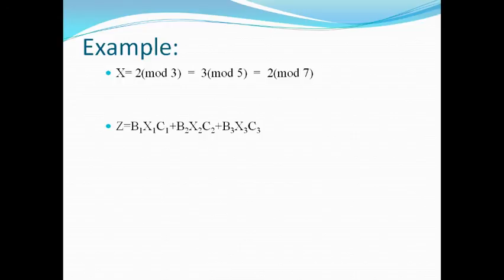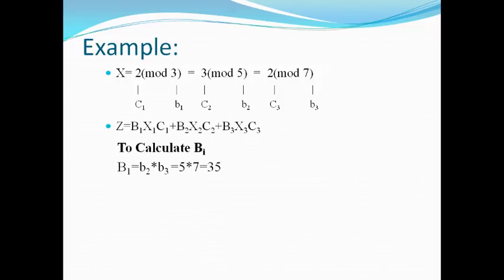The derivation of this formula is provided in the useful link in the textbook. Then what is b1 x1 c1, where c1 is 2, c2 is 3, c3 is 2, b1 is 3, b2 is 5, b3 is 7? To calculate b1, the formula is b1 is equal to b2 into b3. Therefore, we will multiply 5 into 7 to get the answer 35.